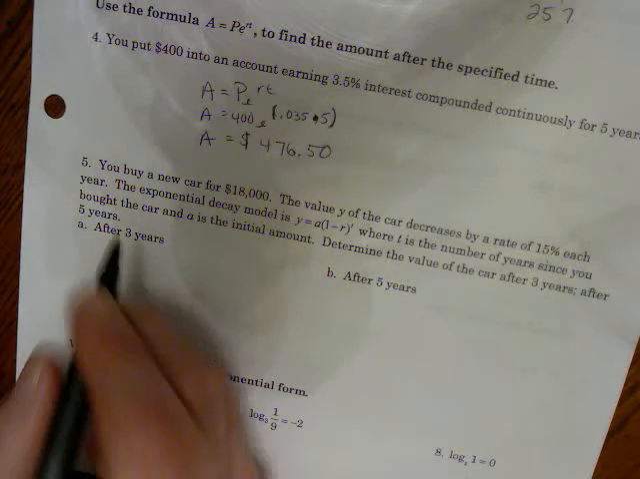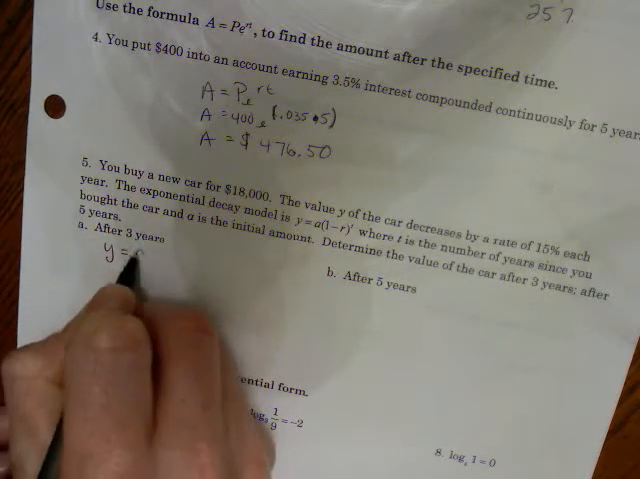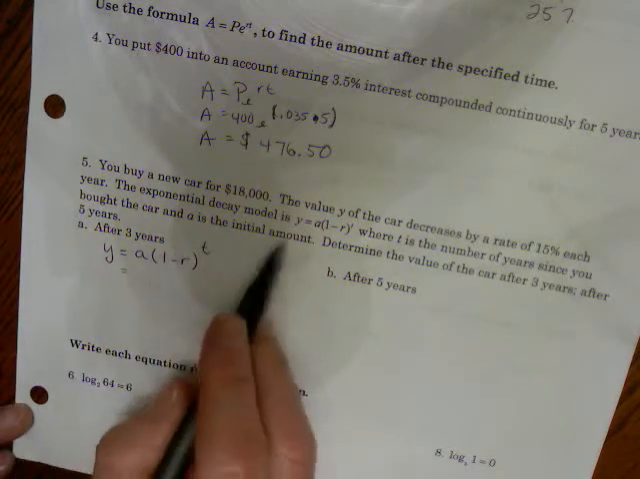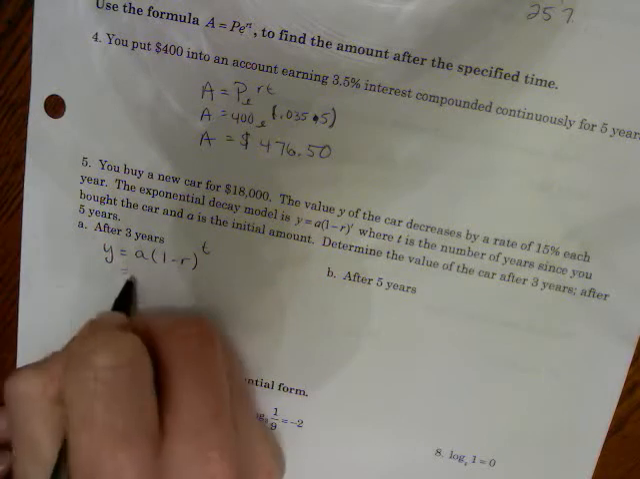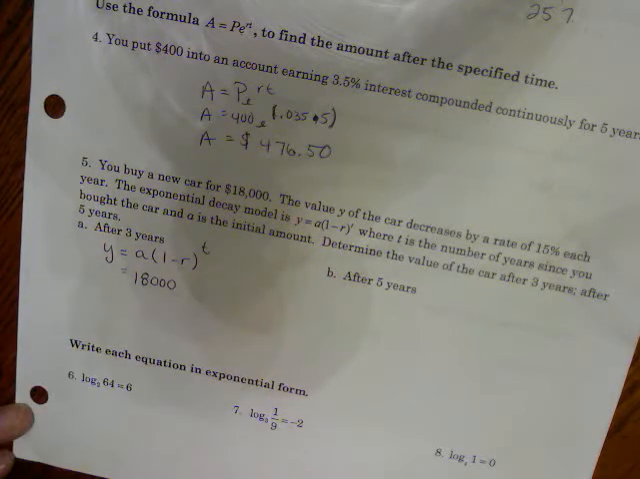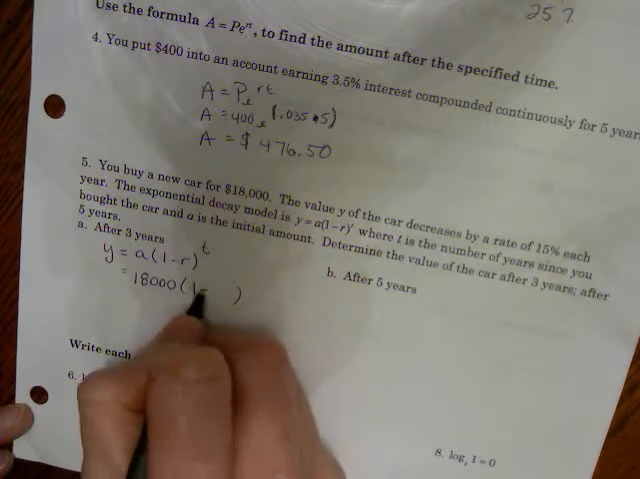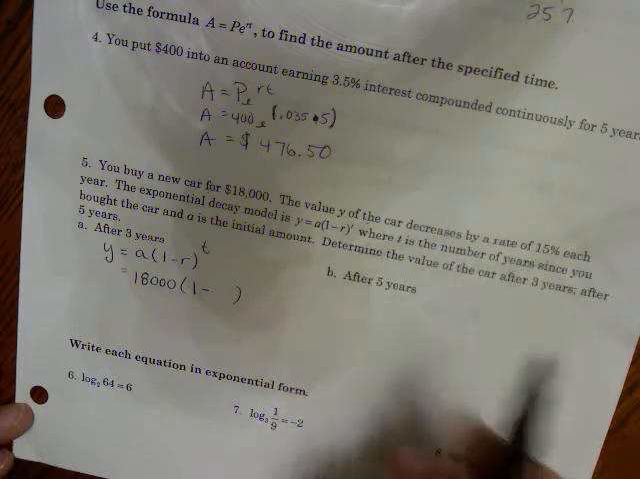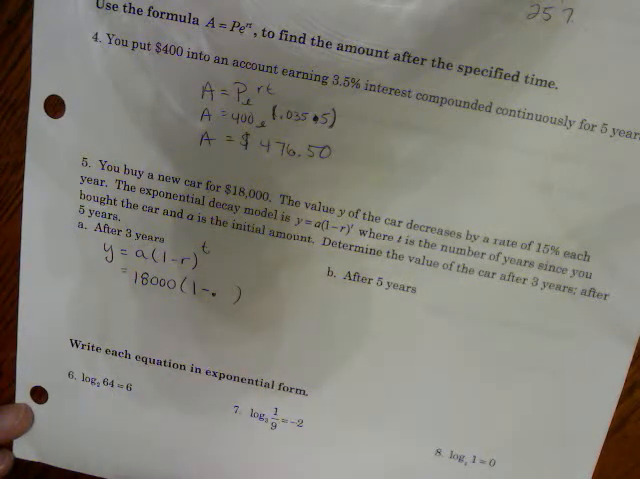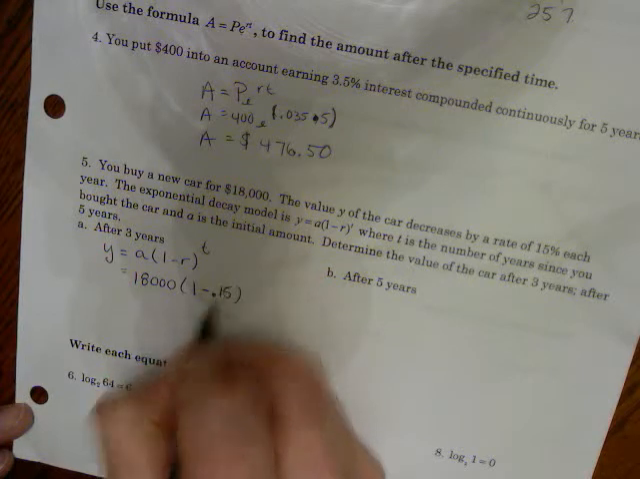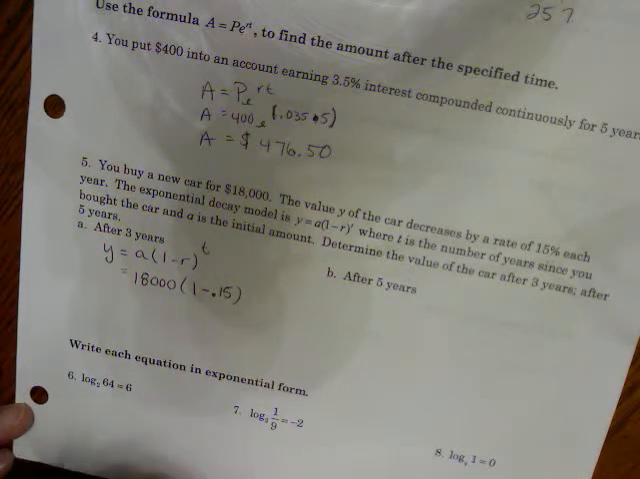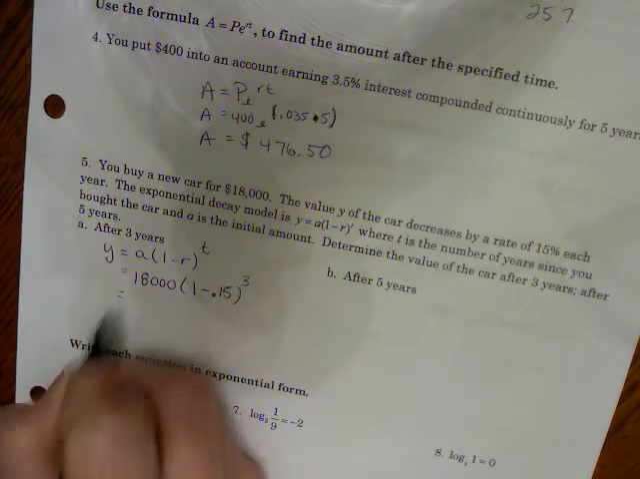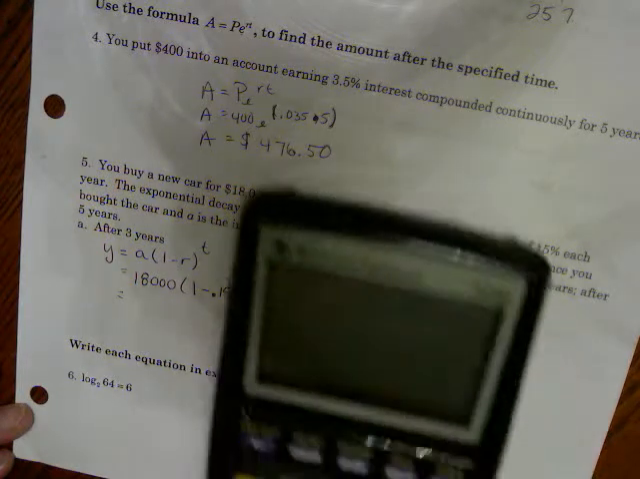So this one, you already have the equation. We're just going to substitute in all the parts. 1 minus rate to the time. Okay, a is your initial amount. We bought the car initially for $18,000. So we'll substitute $18,000, 1 minus your rate. The depreciation rate is 15%. So 1 minus 0.15. And we want to know after 3 years for this first situation, so we'll raise it to the 3rd power.